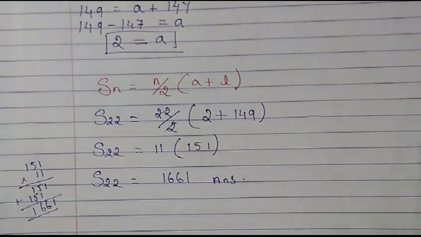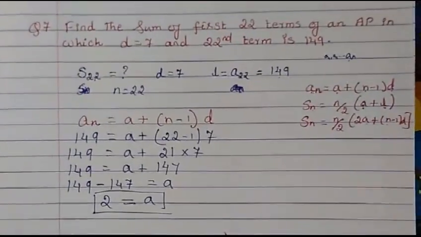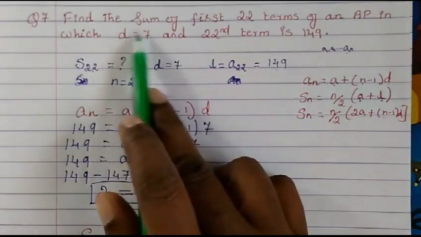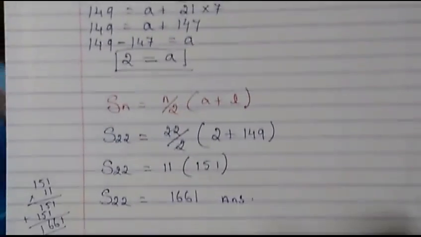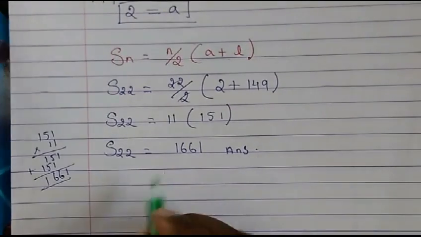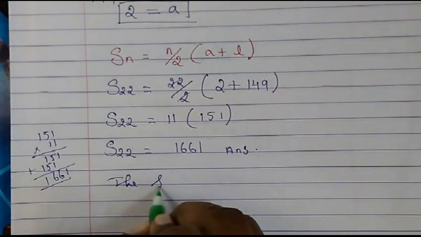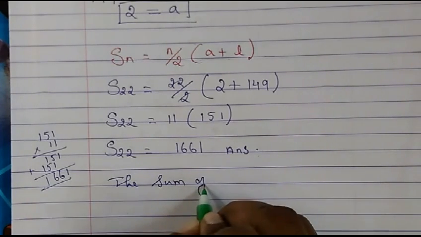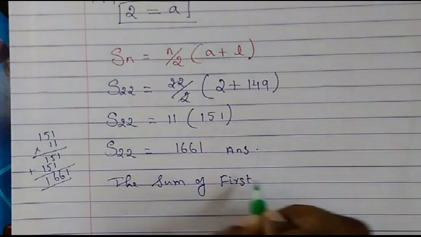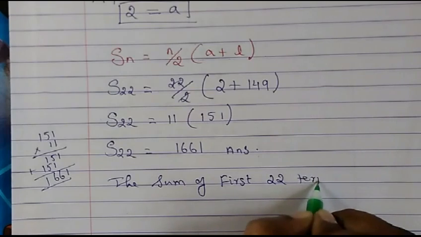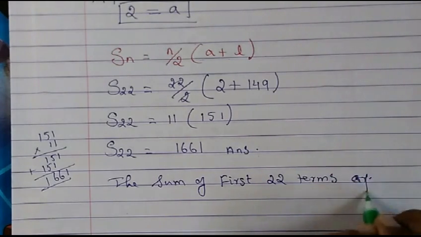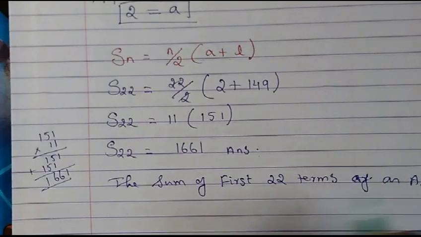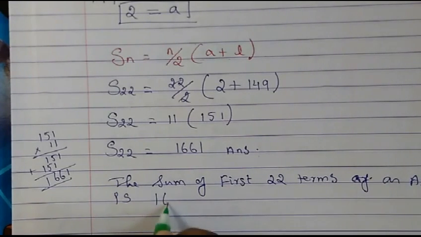So what we had to find out is the sum of first 22 terms of an AP. So you can write down the answer: the sum of first 22 terms of an AP is 1661.